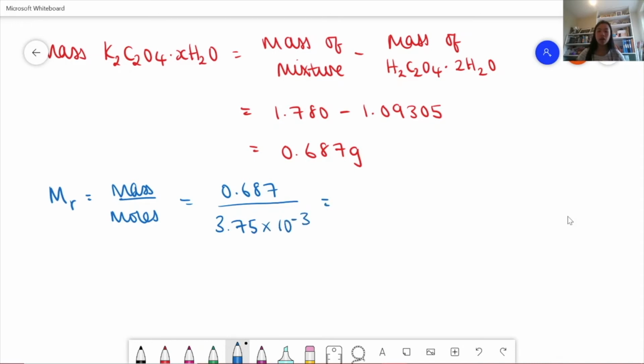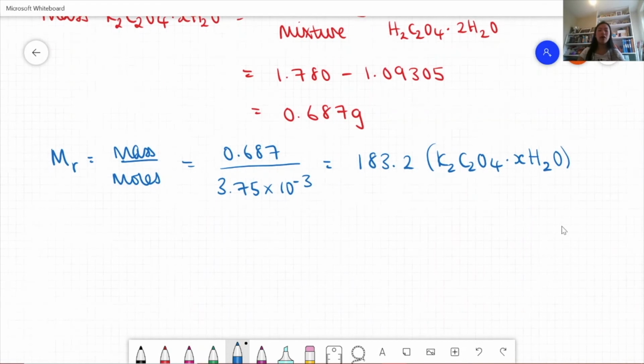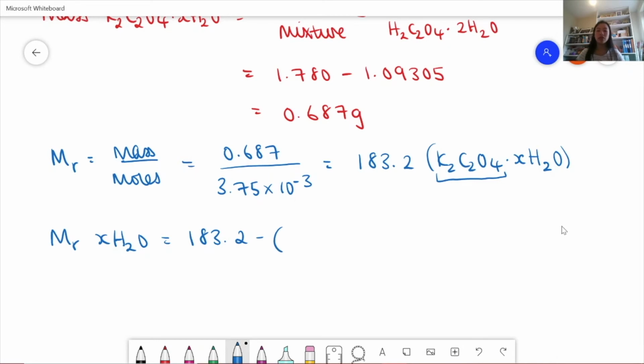And this equals 183.2. So this is for that potassium ethanedioate. And now we can take away the MR of this K2C2O4 bit. So the MR of XH2O is equal to 183.2 minus the MR of K2C2O4, which is equal to 39.1 plus another 39.1 plus 24 plus 64, and this equals 17.